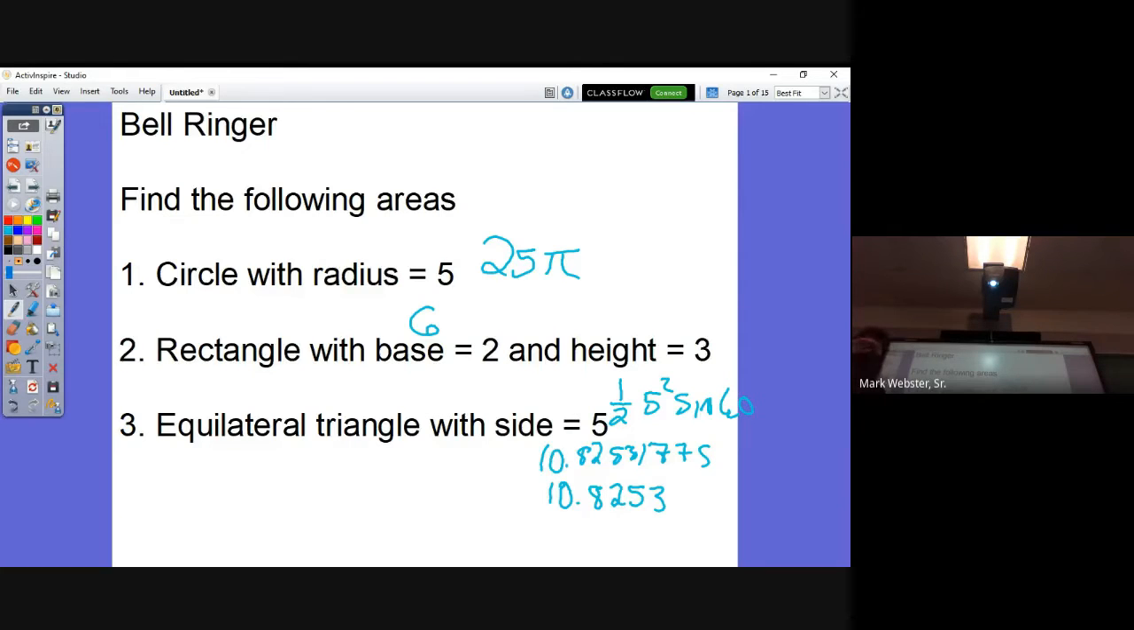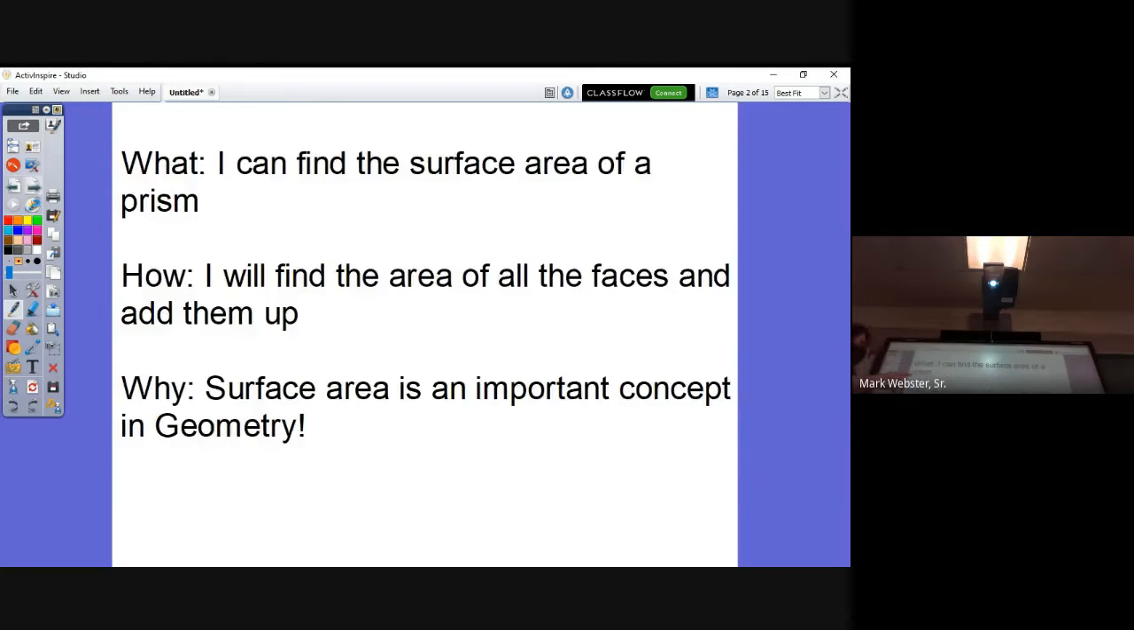Basically, all we're doing is we're going to look at all the sides, add up all the areas of each individual side, right? So we're going to focus on a prism today. Wednesday, we'll come back and we'll talk about pyramids. And then next week, we'll move into volume. All right.